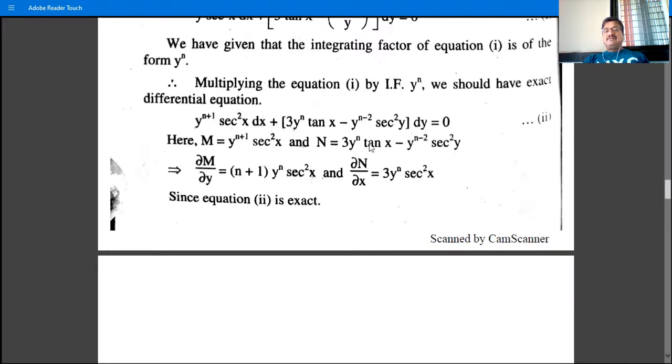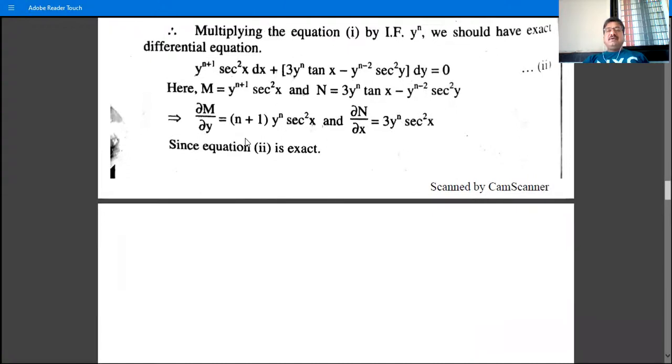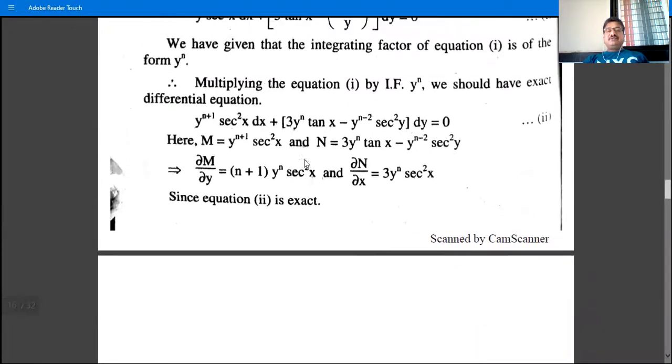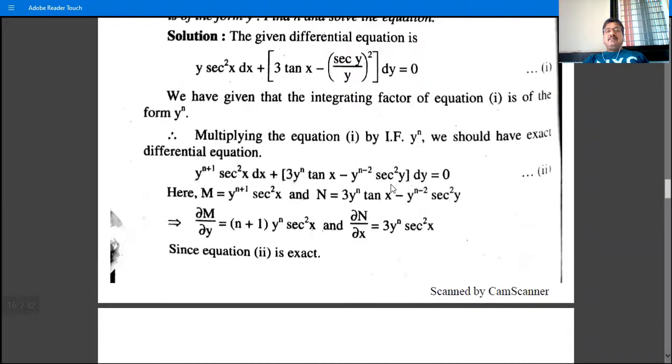And dou N by dou x: we have this tan x, and 3y raised to n is constant, derivative of tan x is sec square x, and this total quantity depends on y, so it is a constant term, so its derivative with respect to x is 0. And obviously we observe that these two are not equal. But this is the given differential equation. After multiplication of y raised to n, this equation becomes an exact differential equation, because y raised to n is the integrating factor.